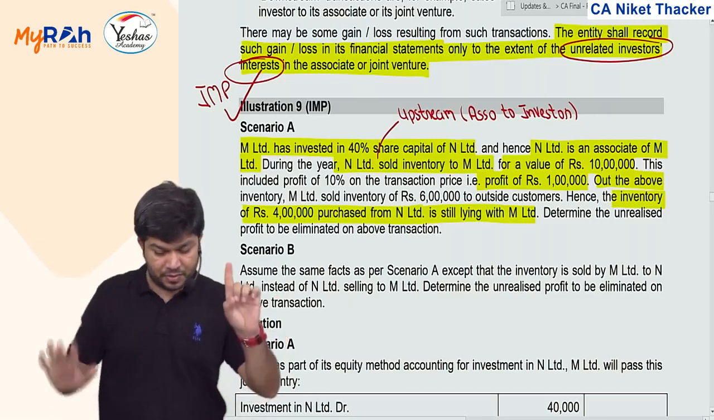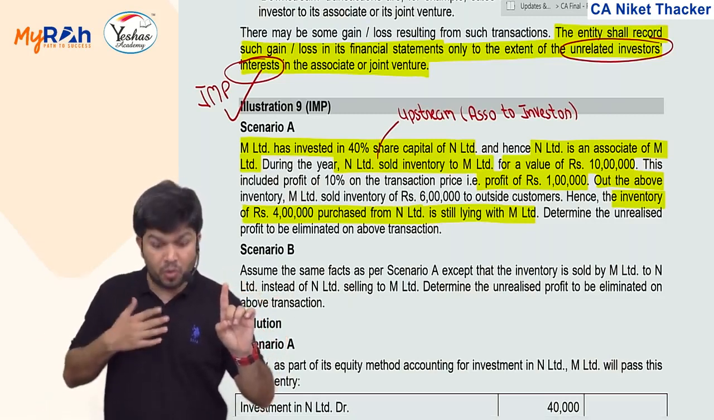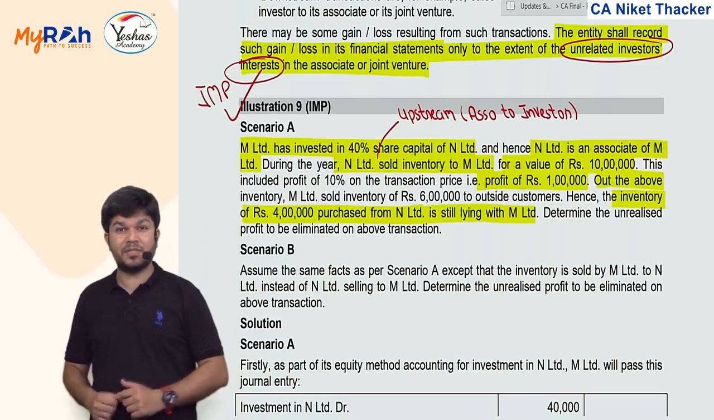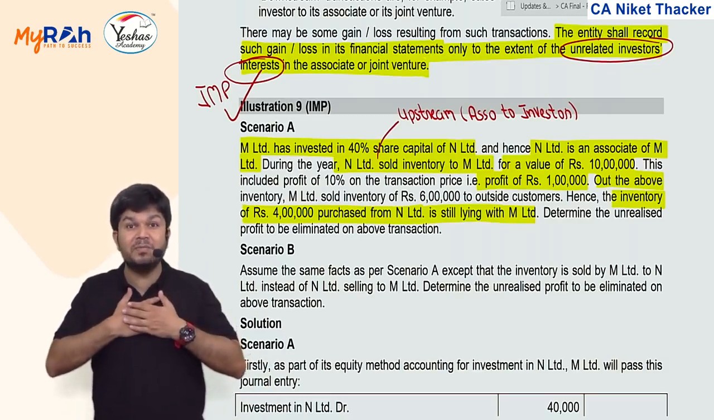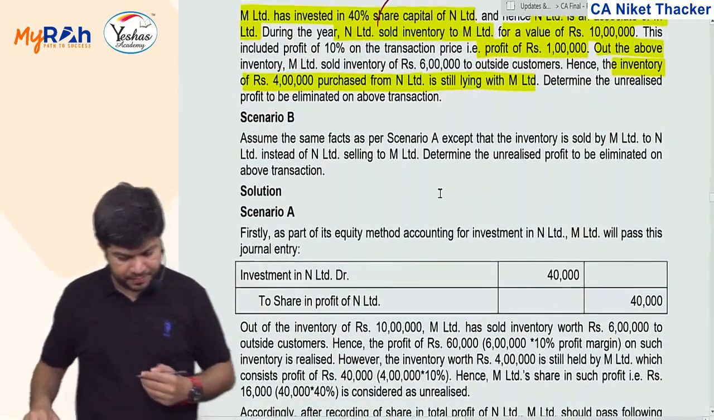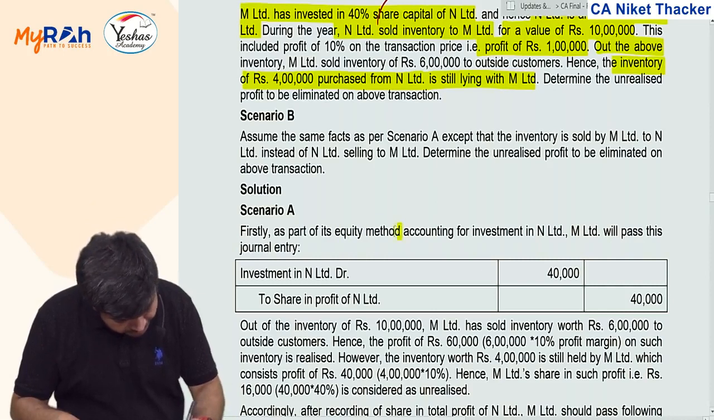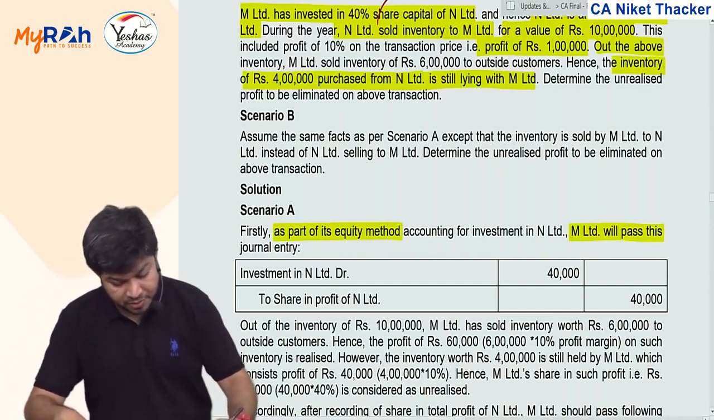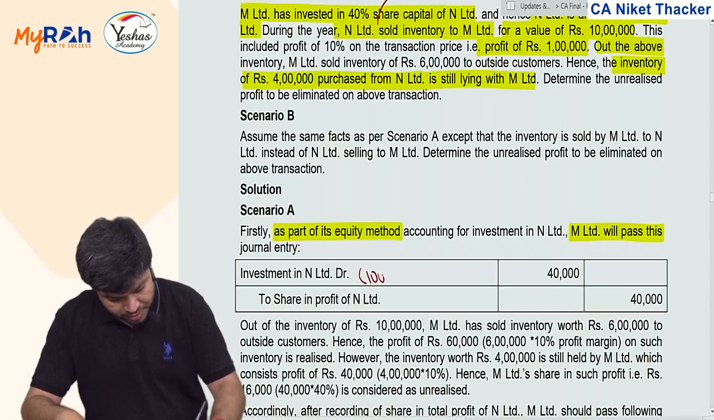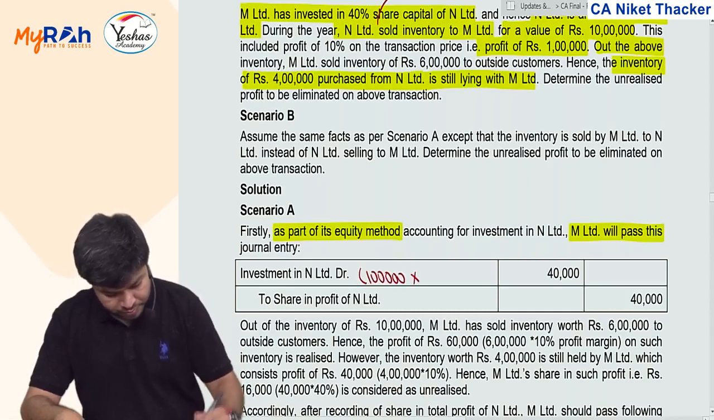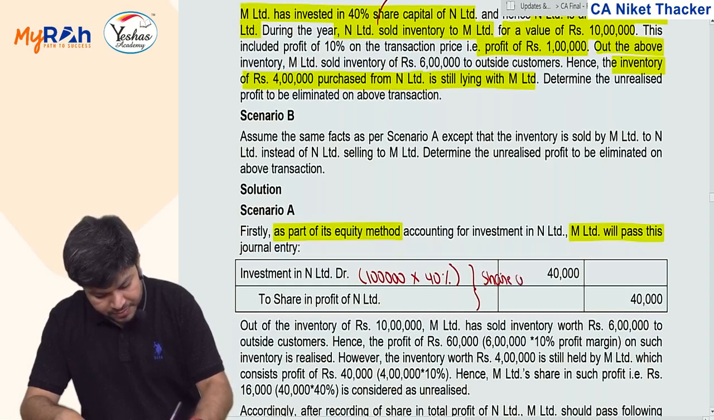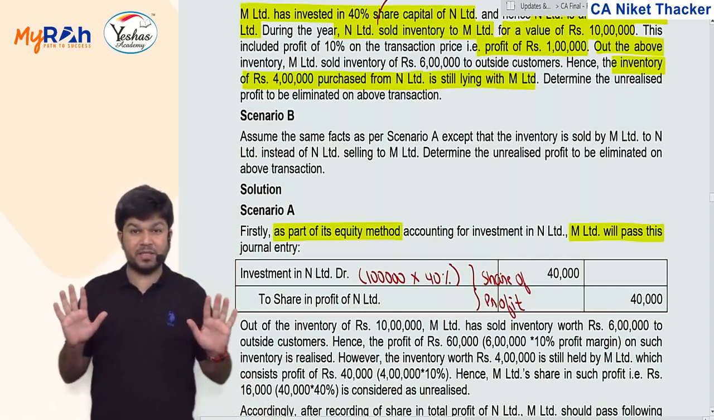Standalone, they are separate entities, so N has earned a profit of 1 lakh. Now M holds 40% of N, so 40% of 1 lakh, 40,000 profit comes to me under the equity method. As part of the equity method, M will pass the entry for share of profit. This is 1 lakh into 40%. The share of profit coming is 40,000.